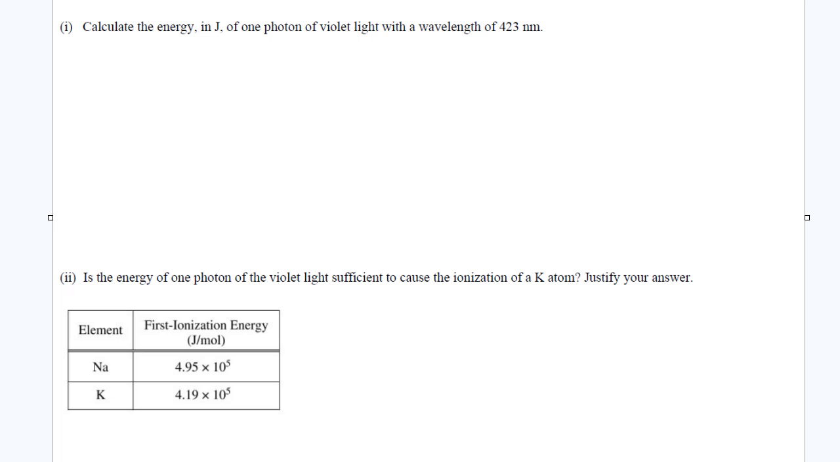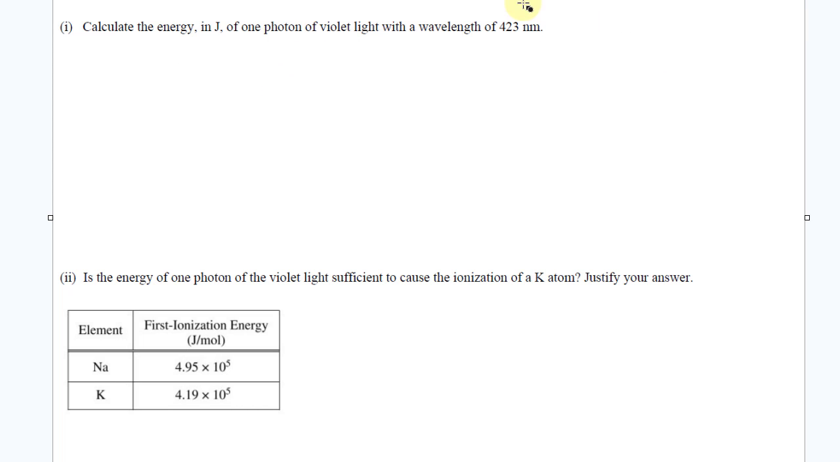Both of these problems are solvable using some equations, and there's no reason you should get them wrong if you know all the tricks, and also learn how to do them quickly. So let's start with this. Calculate the energy in joules of one photon of violet light with a wavelength of 423 nanometers.